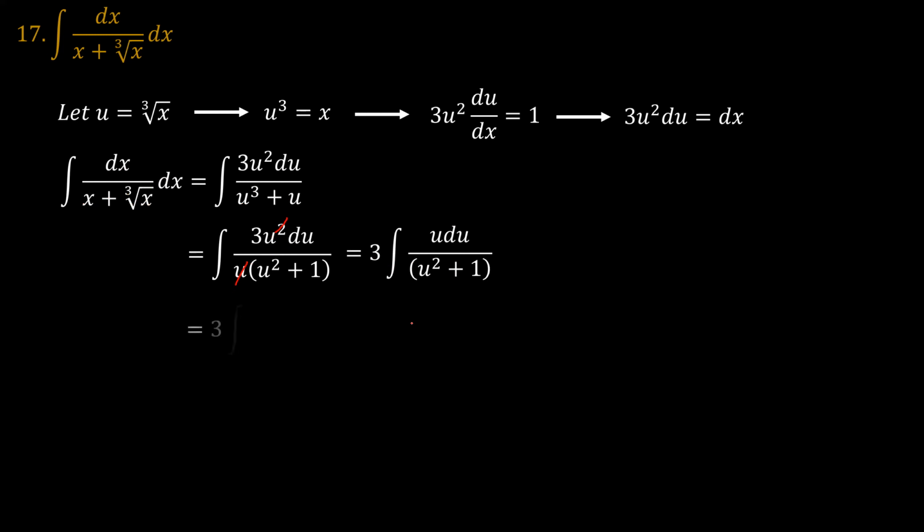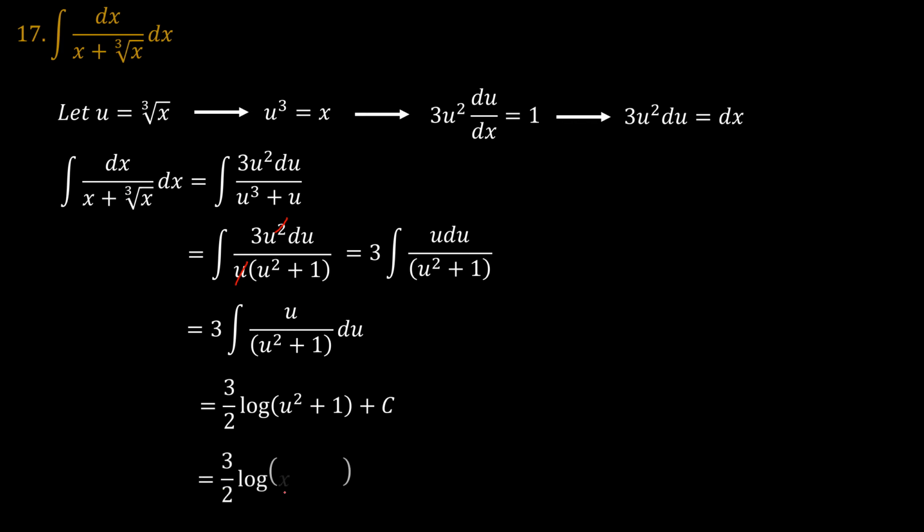So this and that go, so we are left with u over u squared plus 1 times 3 outside here. And so one thing we could do is, we see that this is the natural logarithm, because essentially the numerator is half the derivative of the denominator. So we have 3 over 2 natural logarithm of u squared plus 1 as our integral. Now we replace u with x, and that becomes 3 over 2 natural logarithm of x to the power 2 over 3 plus 1 plus the integration constant.